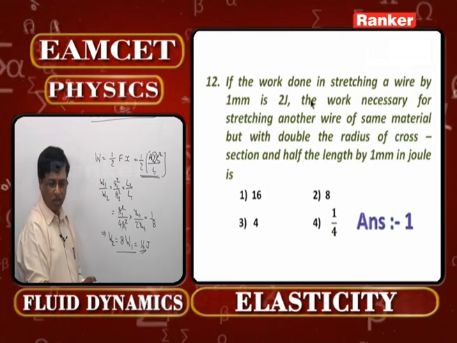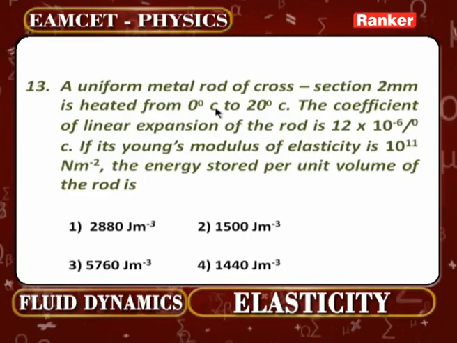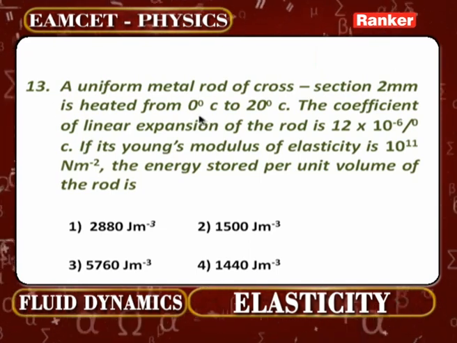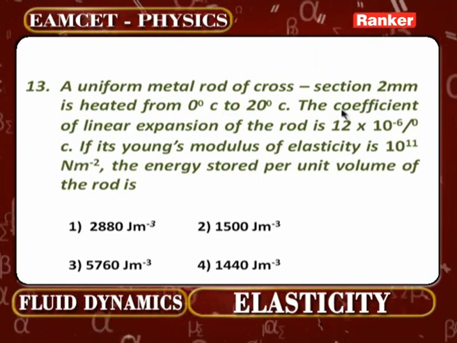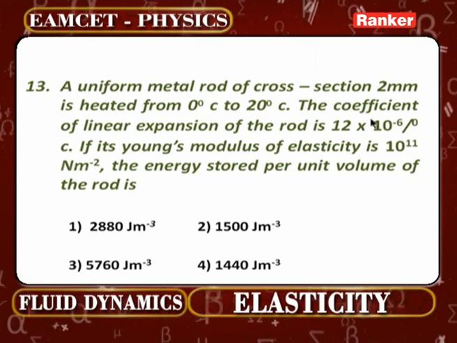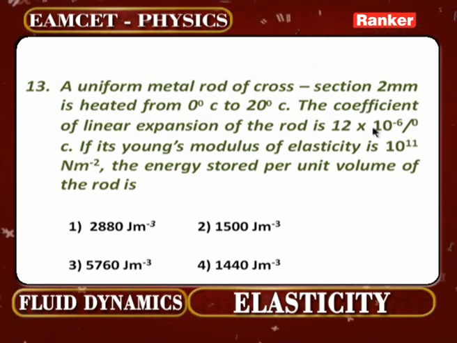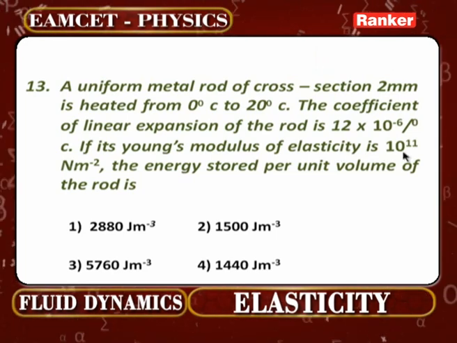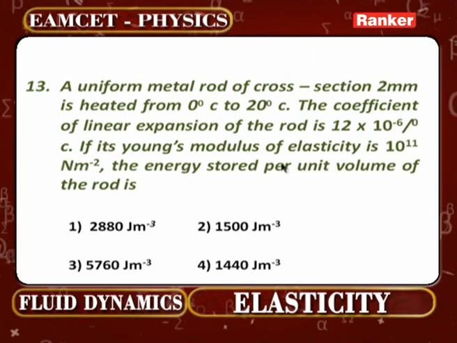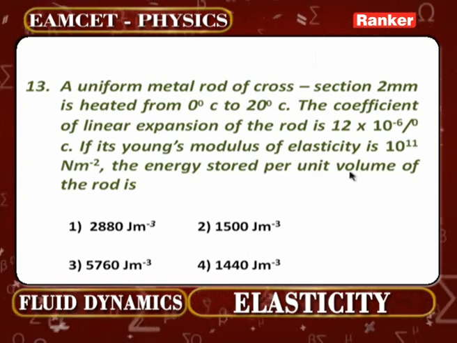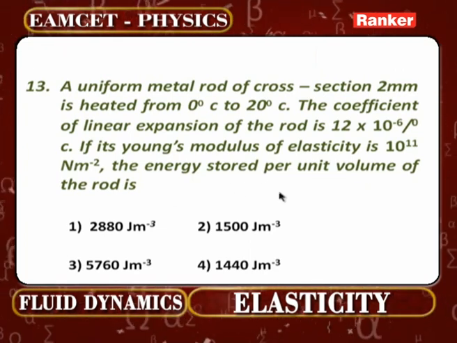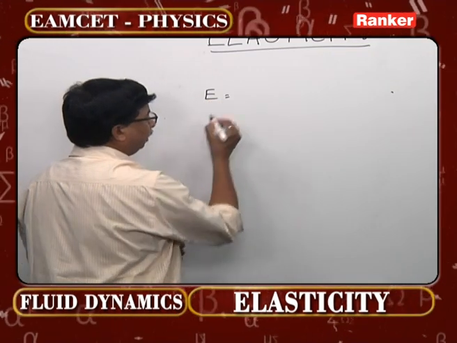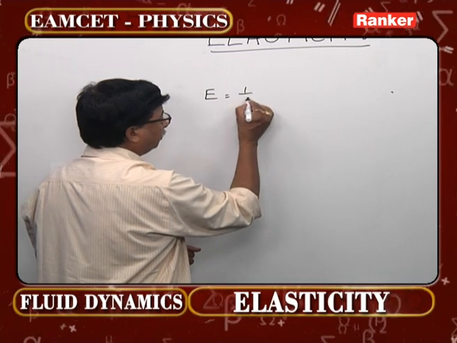Let us check the next number, question 13, please. A uniform metal rod of cross section 2 millimeter square is heated from 0 degrees centigrade to 20 degrees centigrade. Coefficient of linear expansion of the rod is 12 into 10 power minus 6 per degree centigrade. If its Young's modulus of elasticity is 10 power 11 Newton per meter square, energy stored per unit volume of the rod is how much? Just now I have given you energy stored or work done. It is half Fx. What is the other form of that one?